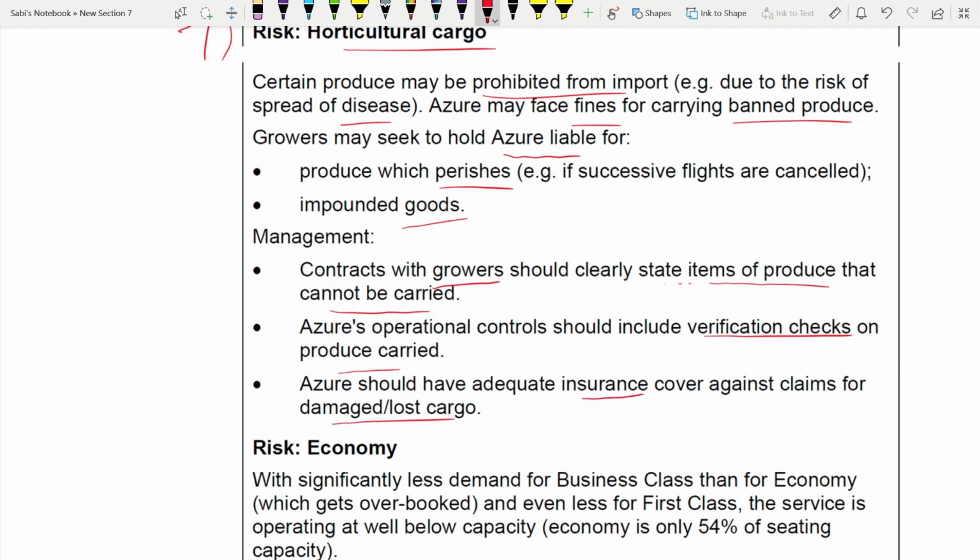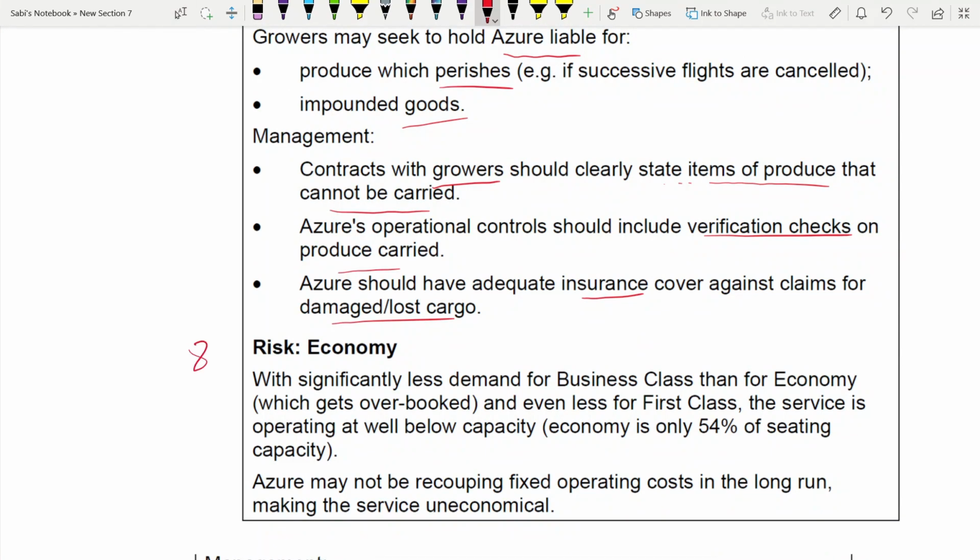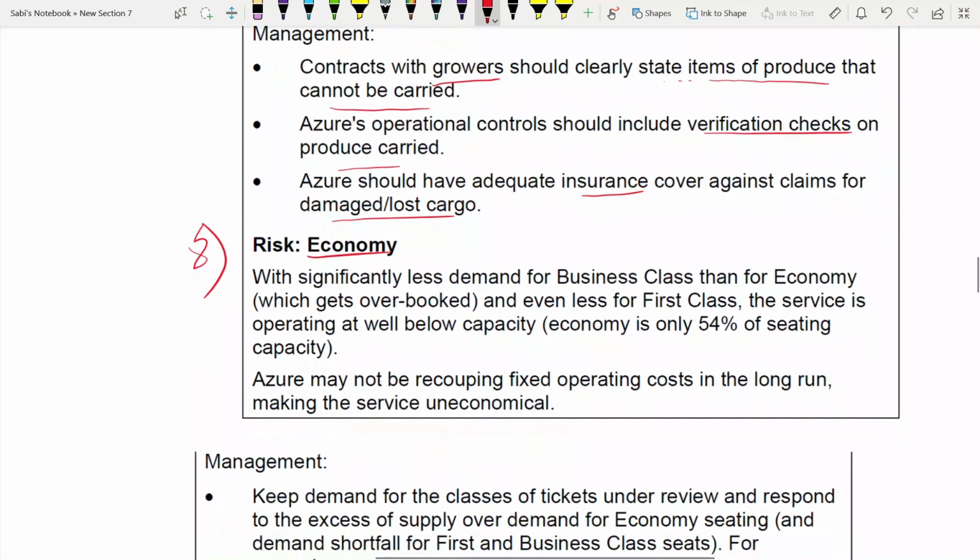Now coming to the eighth risk, that is economy. Remember, in the exam, you might not have to list all the risks. Maybe 3, 4 risks will be enough, depending on the marks. But here, just because some of you might write risks which I have not yet covered, that's the reason I'm explaining all the types of risk, because it's always good to know more than is expected.